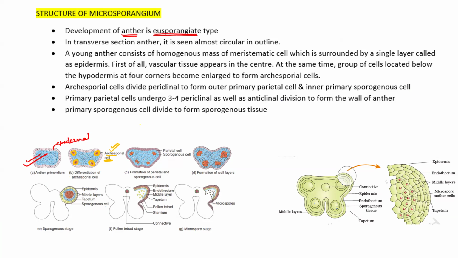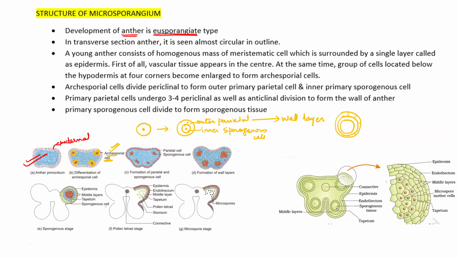Now, archesporial cell, let me explain to you. This is one archesporial cell. It will go for periclinal division, meaning it will divide in the circle to make 2 cells. Outer parietal cell, and this is the inner sporogenous cell. The outer parietal cell will give rise to wall layers by many periclinal divisions and anticlinal divisions. Let me make this way periclinal division, and anticlinal means on the side this way.